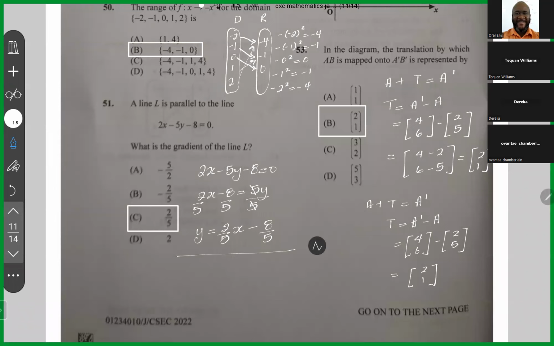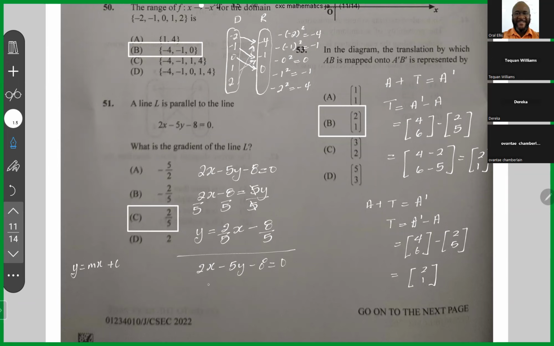Question 51, we have the equation 2x minus 5y minus 8 is equal to 0, and we're asked for the gradient. To find out the gradient, we need to get it in this form, y is equal to mx plus c. So I need to have y by itself on one side.